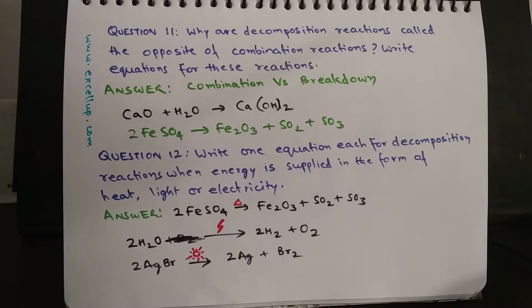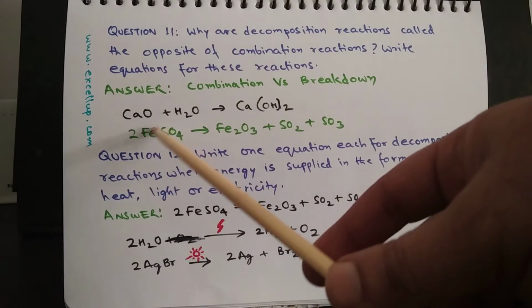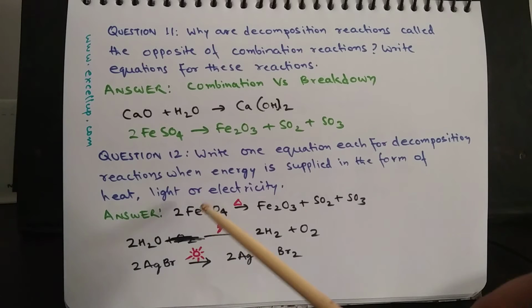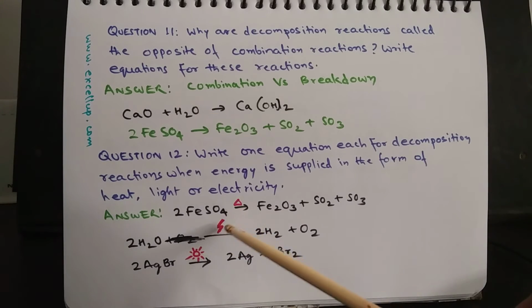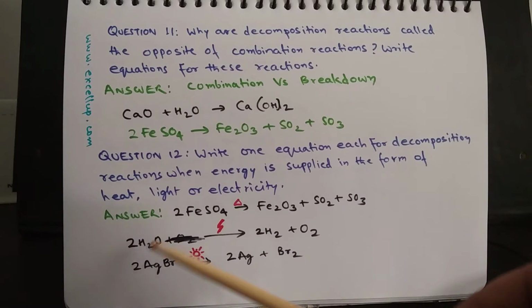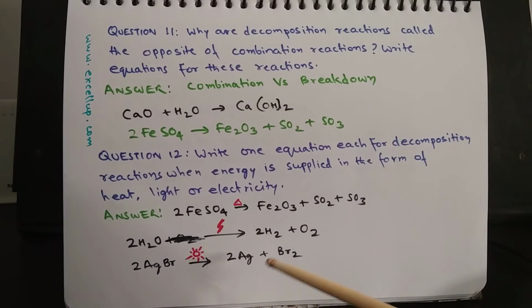Question 12. Write one equation each for decomposition reactions when energy is supplied in the form of heat, light or electricity. So the first example is with energy from heat. Same reaction as given here: FeSO4, with the symbol for heat, gives Fe2O3 plus SO2 plus SO3. In this case, energy is being supplied by electric current. Water, when it is subjected to electrolysis, decomposes to give hydrogen and oxygen. So the equation is 2H2O gives 2H2 plus O2.